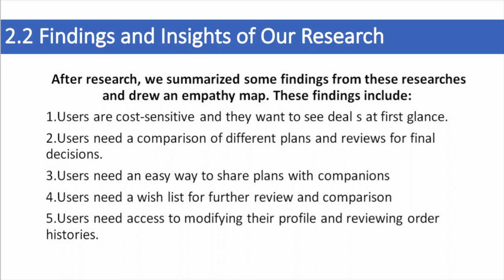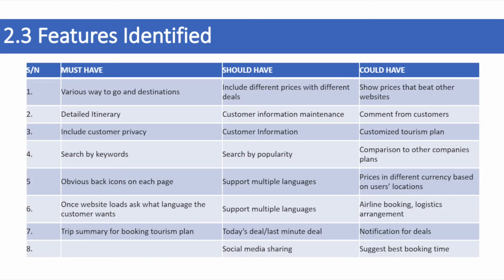After the research was conducted, we had a meeting to conclude on the user need statement according to the research and specified what features our application must have, should have, and could have. The must-haves were listed as various ways to go and their destinations, search by keywords, detailed itinerary for users, highlights of the plan, availability of back icons on each page, and trip summary for booking tourism plans. Those were listed as must-haves.